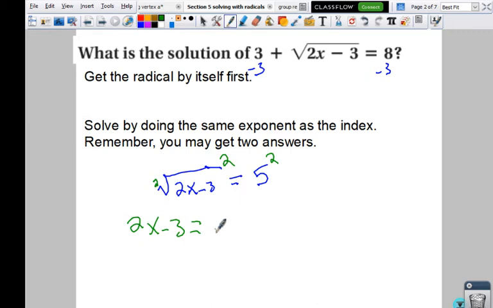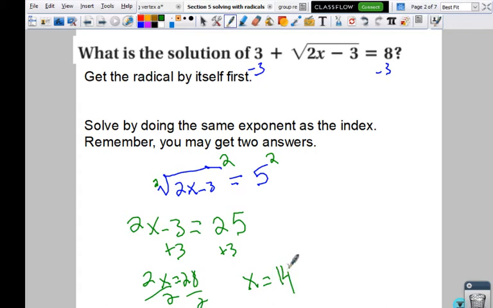25. Yeah. There you go. It's going to equal 25. And you guys have done lots of these kinds of problems. We're going to add 3 to both sides, and we're going to get 2x equals 28, right? Divide by 2, divide by 2. We get x equals 14.